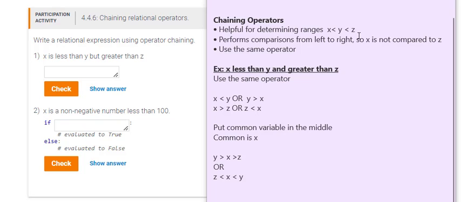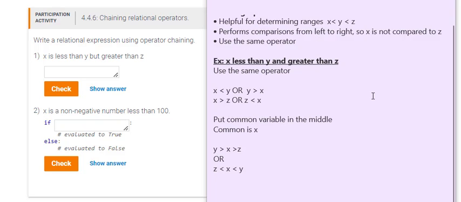The thing to remember is that you need to use the same comparison operator. So here we used both operators are less than. So let's look at this example right here. We're going to write an expression using operator chaining, which is x is less than y, but greater than 2. So you know we can't use less than and greater than in the same chain. So we need to convert these so that both comparison operators are less than, or both comparison operators are greater than.